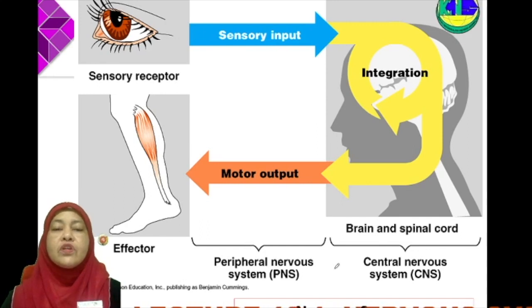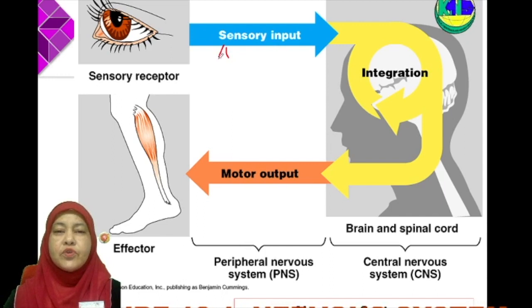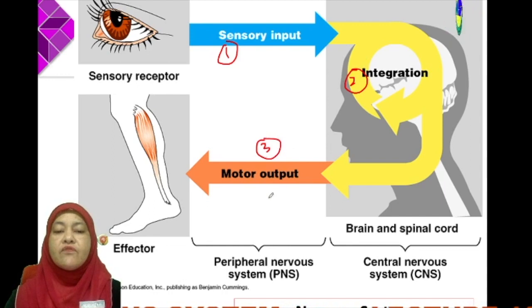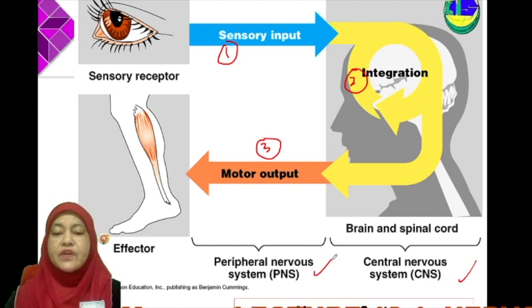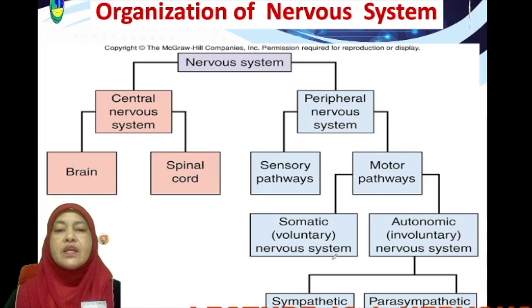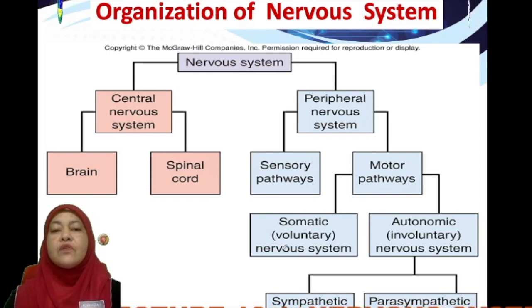So overall, you can see this is what the teacher mentioned just now: the sensory input, the three overlapping functions of the nervous system. Number two is the integration. Number three is the output, and together it involves the CNS, the central nervous system, as well as the PNS, the peripheral nervous system. This is the flow chart to show the organization of our nervous system.